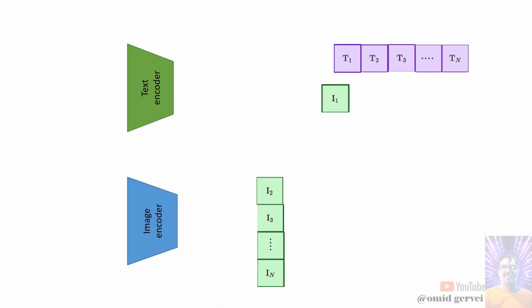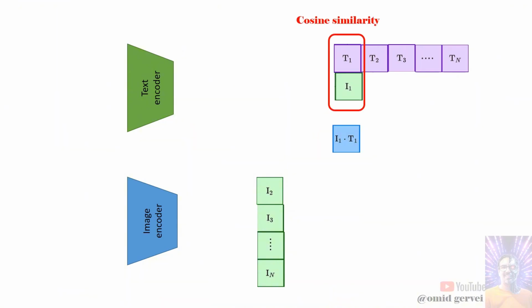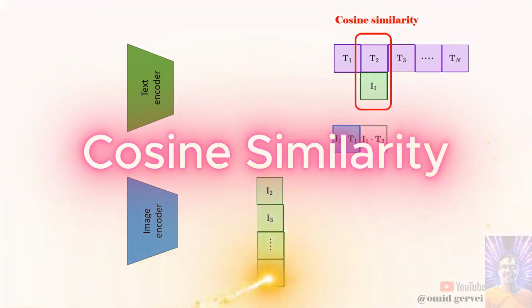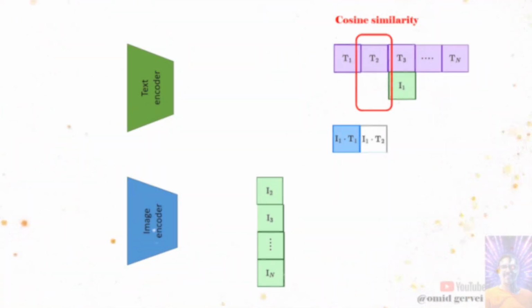After this process, each image embedding is compared with every text embedding. For this purpose, we use cosine similarity, which is an effective metric for comparing vectors. But what exactly is cosine similarity? Once images and text are converted into vectors, the key question becomes, how do we compare them?